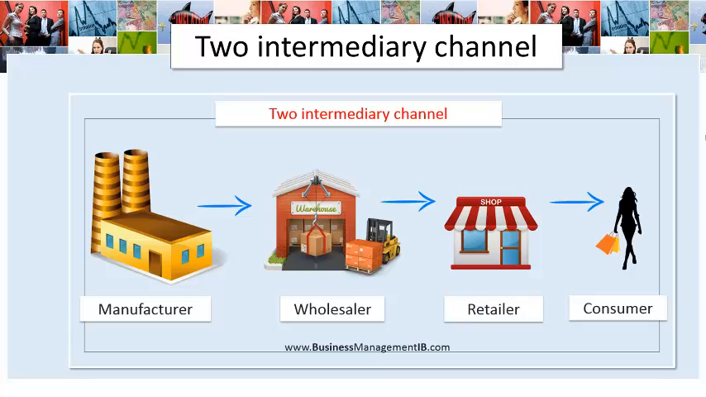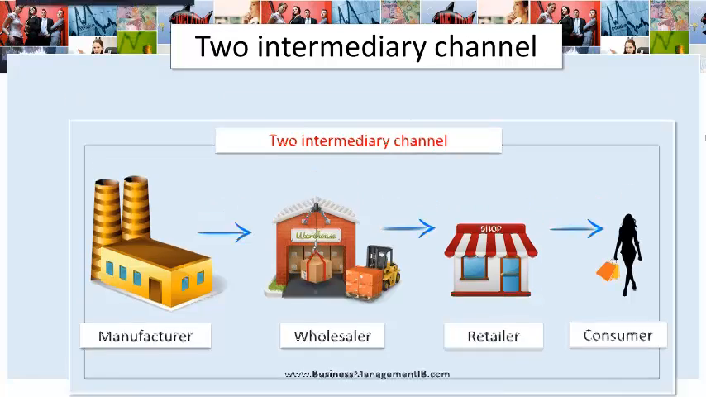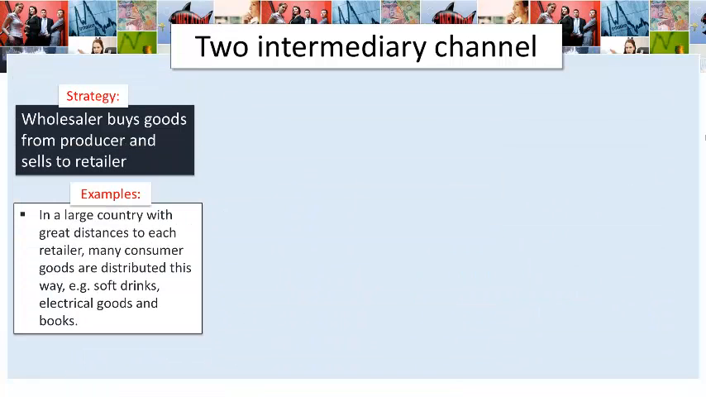The two intermediary channel. So here we have the extended place: manufacturer to wholesaler to retailer, finally to our consumer. Now the strategy perhaps is a wholesaler buys goods from the producer, they then sell to the retailer, and in a large country, great distances to each retailer, many consumer goods are distributed this way: soft drinks, toothpaste, electrical goods and books.